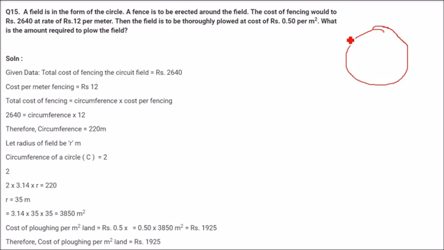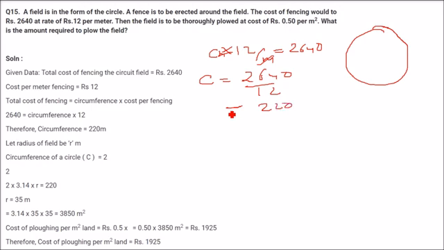So how many meters are there? Say the circumference is C. Circumference is in meters and this is 12 per meter. So if you multiply them, the cost will be 2640. So in order to find the circumference, you just have to divide 2640 by 12. And this is going to be 220. So the circumference of this circle is 220.